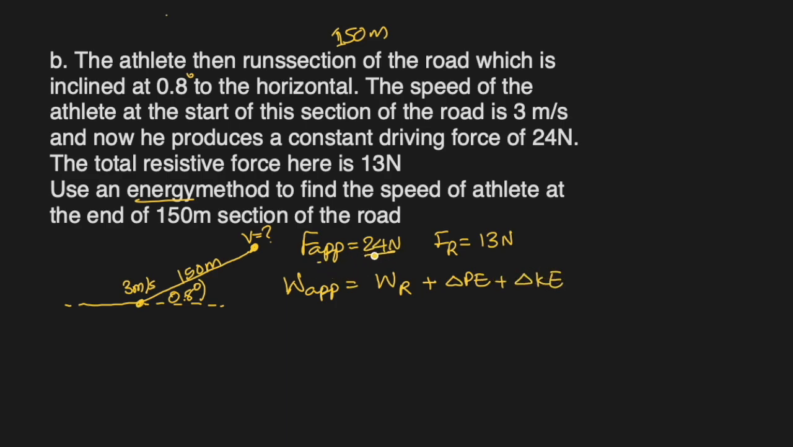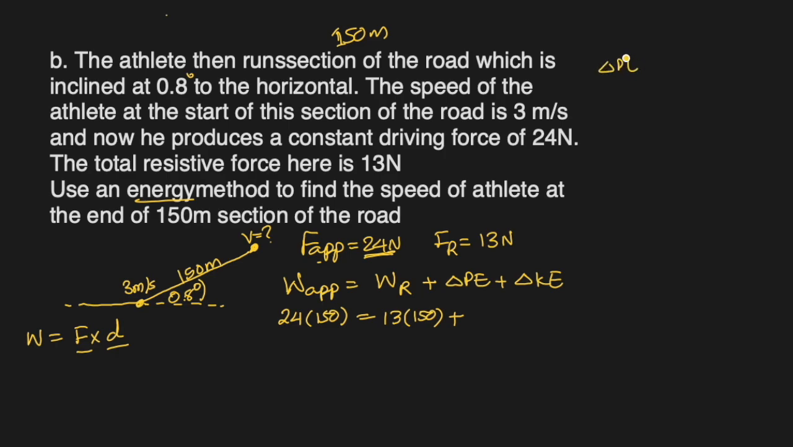So the applied force is 24 newtons. We know work done is force multiplied by the distance it causes for displacement, and because both are at 0 degrees, there's no need to write cos 0 here, so F times D is enough. So 24 newtons times the distance, 150 meters. Resistive force is 13 newtons, and again it will be multiplied with distance because that is the work done by the resistive force.